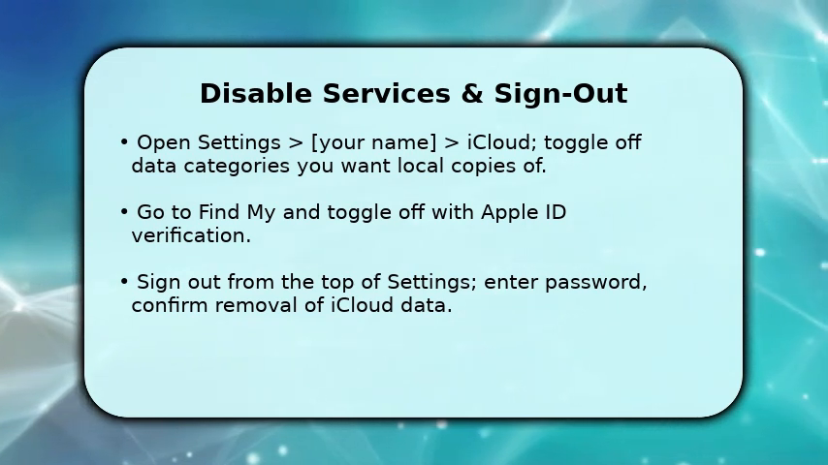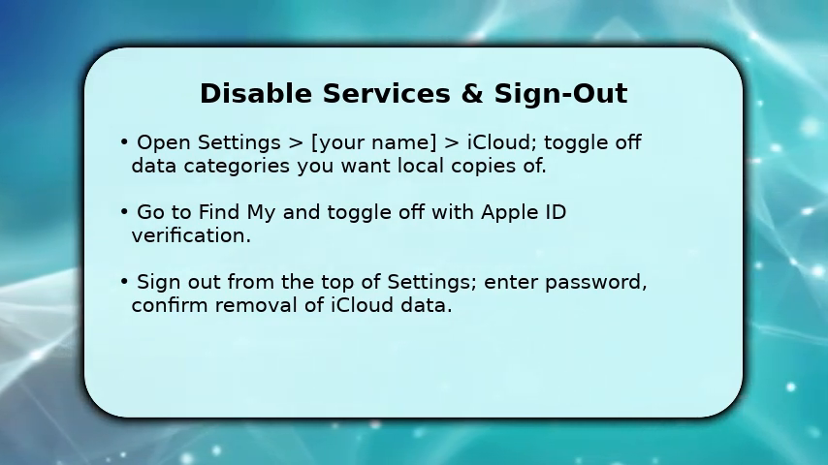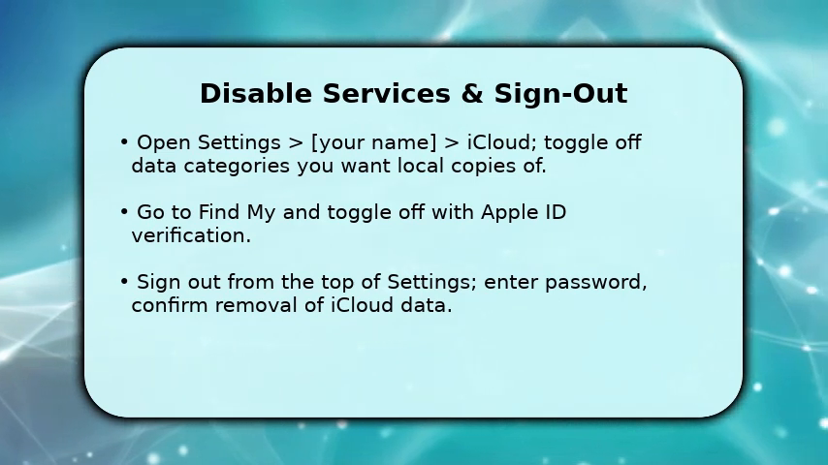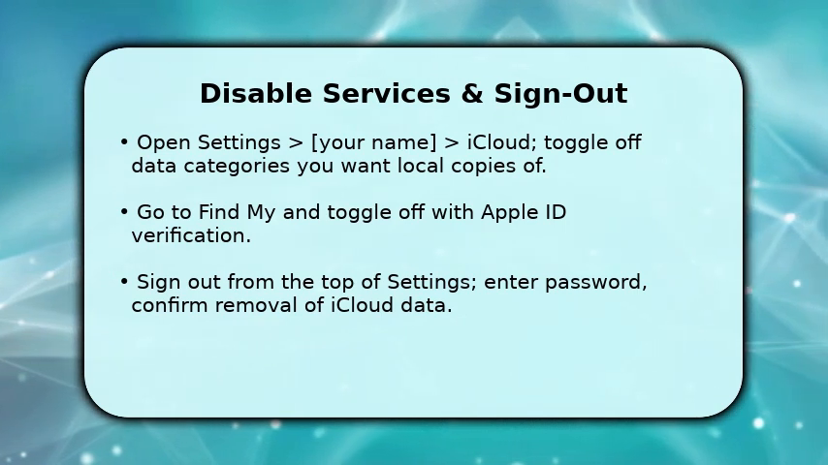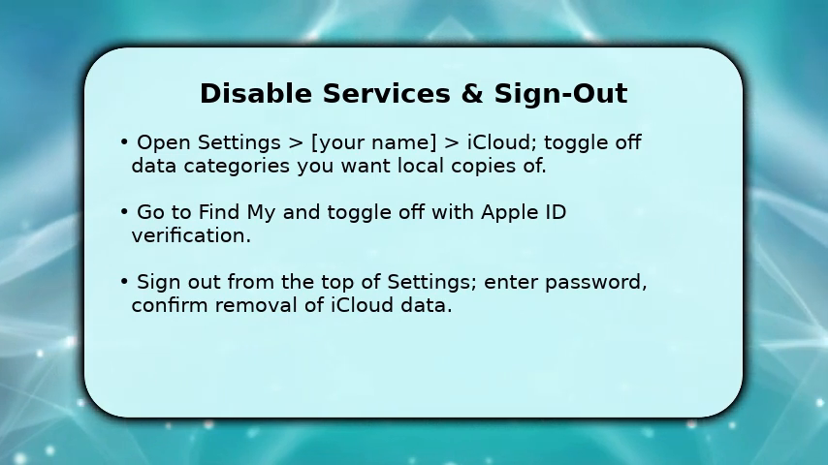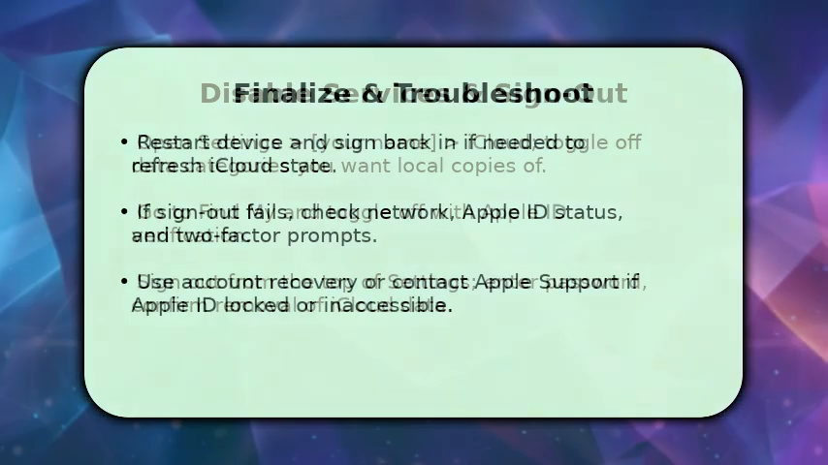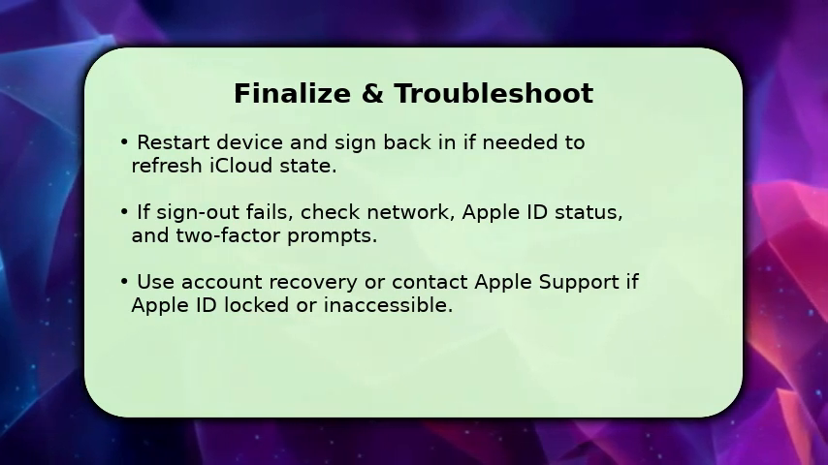Once done, open Find My and turn it off using your Apple ID password or verification code. After Find My is disabled, tap Sign Out at the bottom of the account page, enter your password to confirm, and choose which data to keep on the device. Finish by restarting your device to refresh the iCloud connection, and then verify the account has been removed from settings.